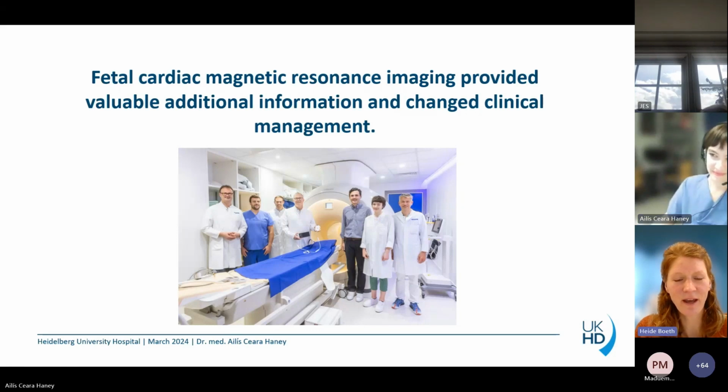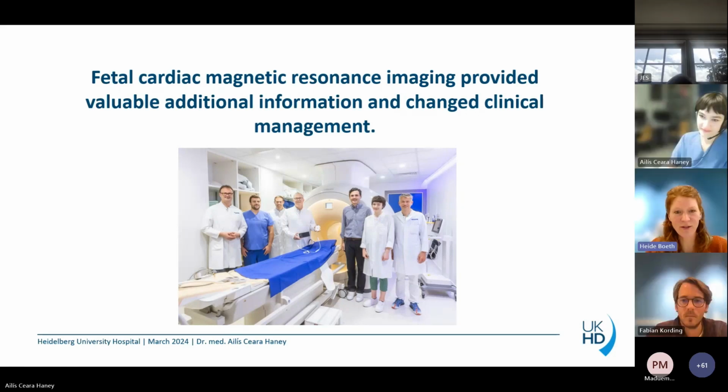Great. Thank you so much, Eilish. I think the last point that you mentioned, beside the very interesting case, is very important: to have an interdisciplinary team and a good cooperation inside the team. And that's a need for implementation of fetal CMR workflow in the clinics. That's what we have learned.